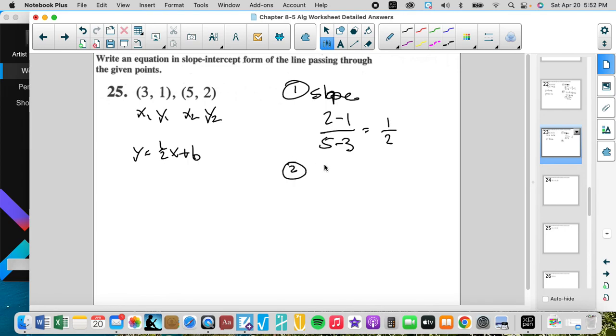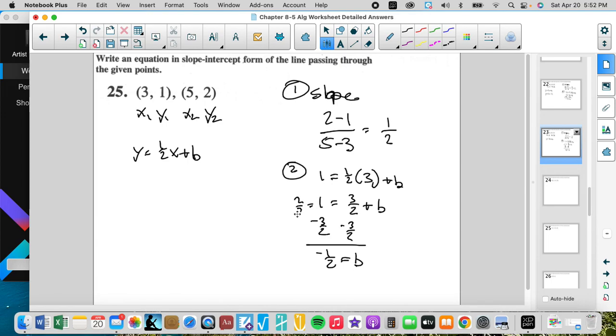Step 2, let's pick a point. 1 equals 1/2 times 3 plus b. 1 equals 3 halves plus b. I should be able to multiply a whole number times a fraction. That is super easy. Minus 3 halves, minus 3 halves. Hopefully you understand that that is negative 1 half. 1 is equivalent to 2 over 2, so 2 and negative 3 makes negative 1 half. Y equals 1 half x minus 1 half.